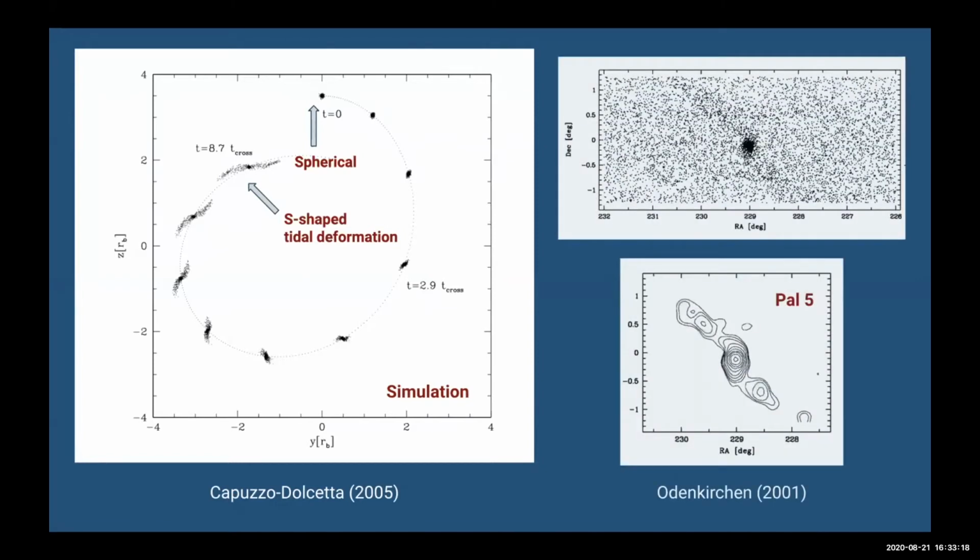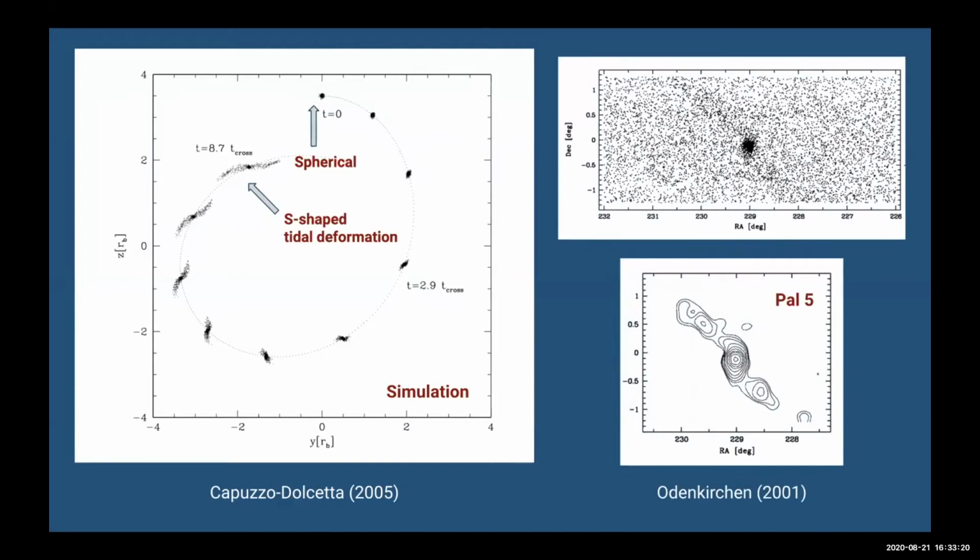This is a simulation from 2005. We can see that the globular cluster starts out spherical, but as it moves through its orbit, it gets stretched into an S-shaped deformation. This is indeed what we observe on sky as well.